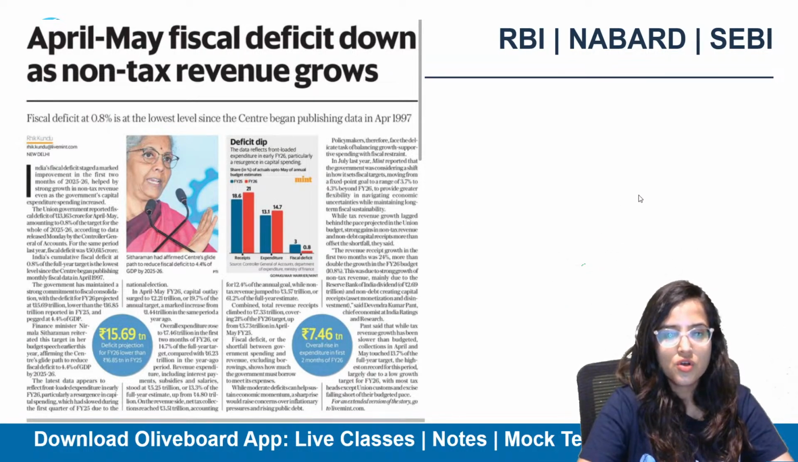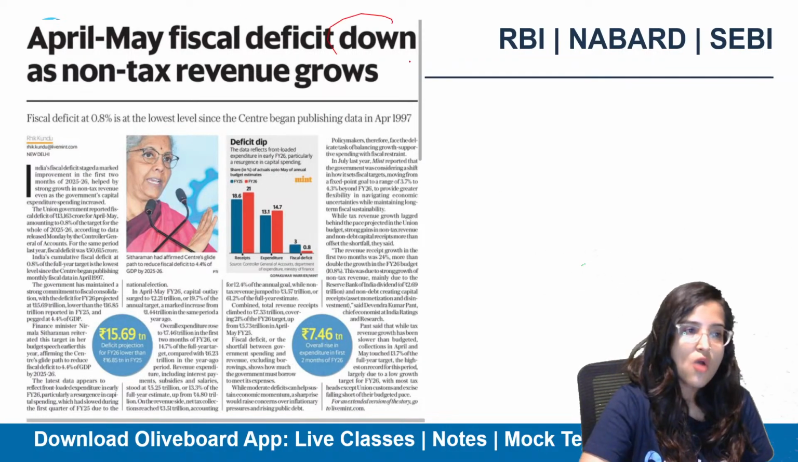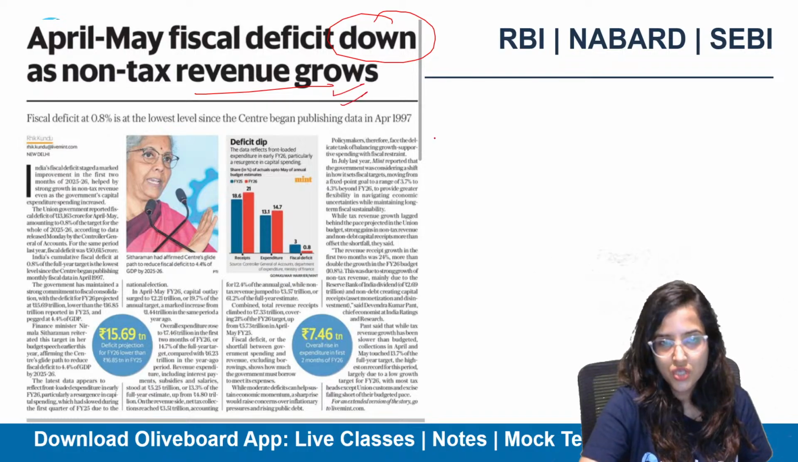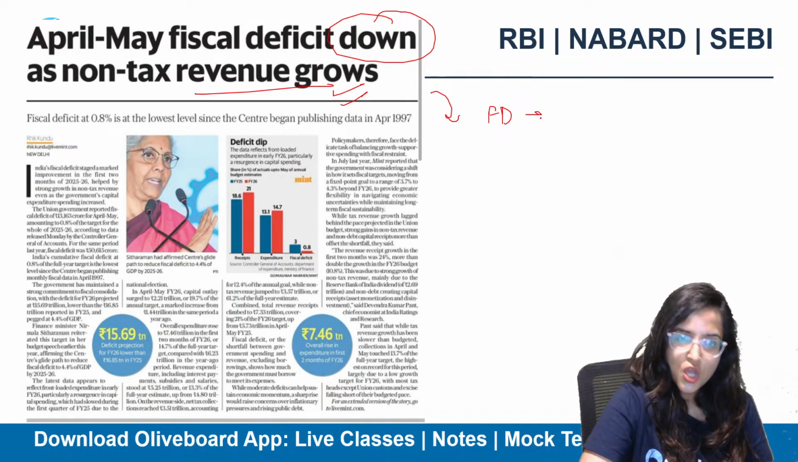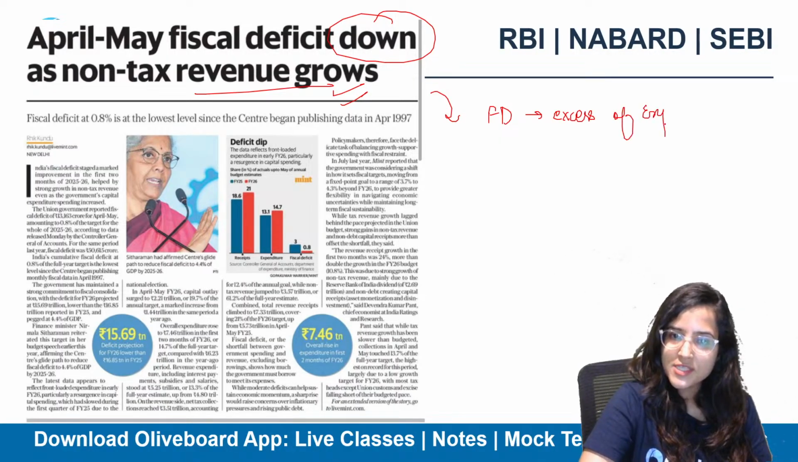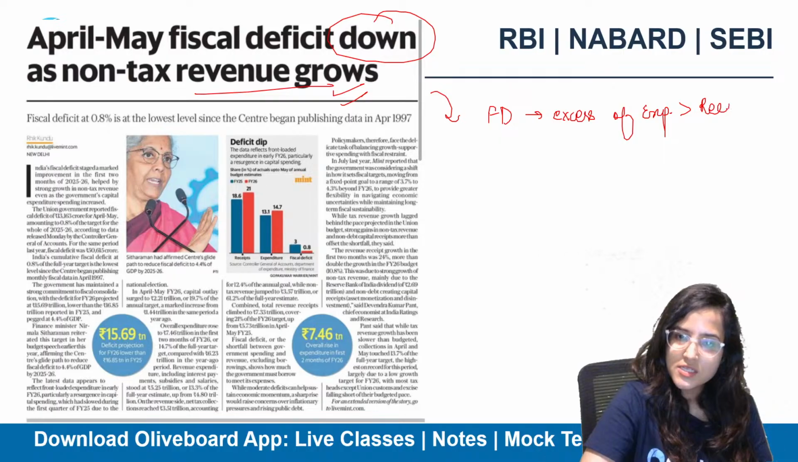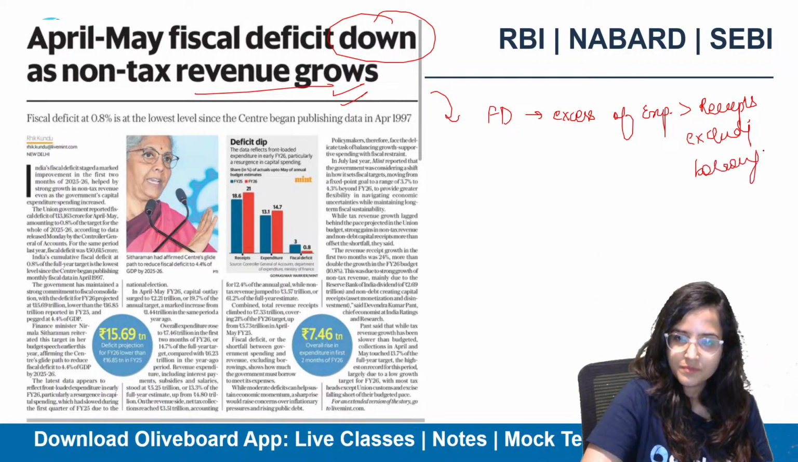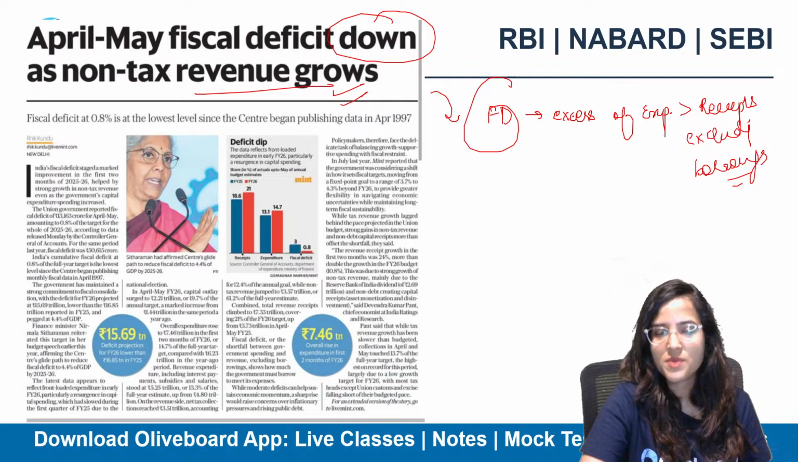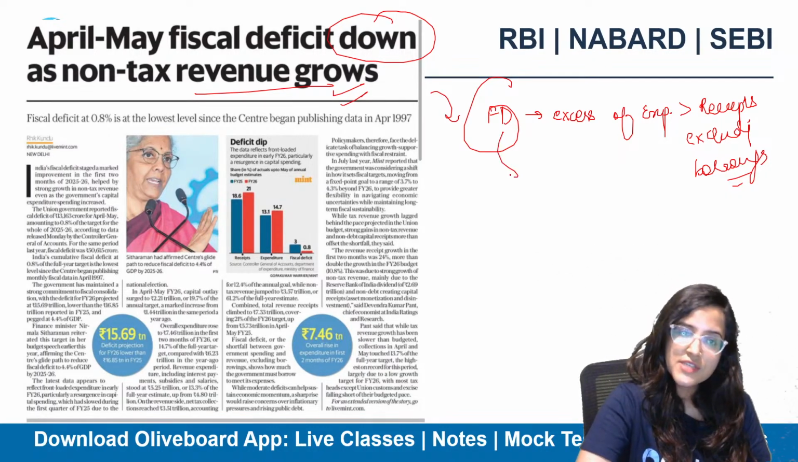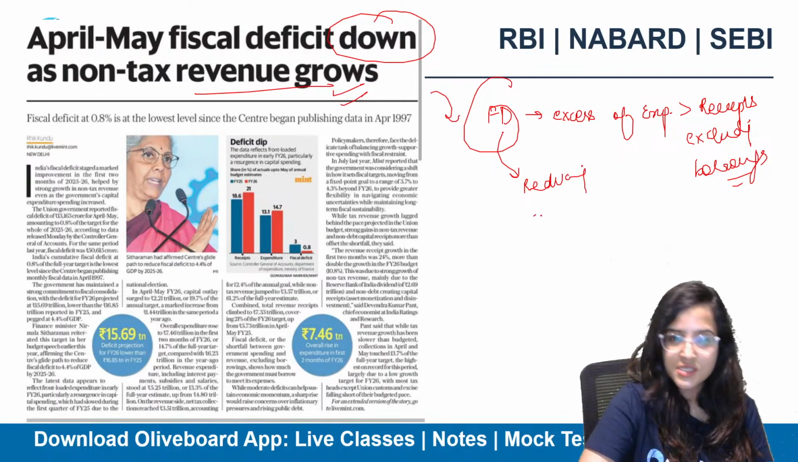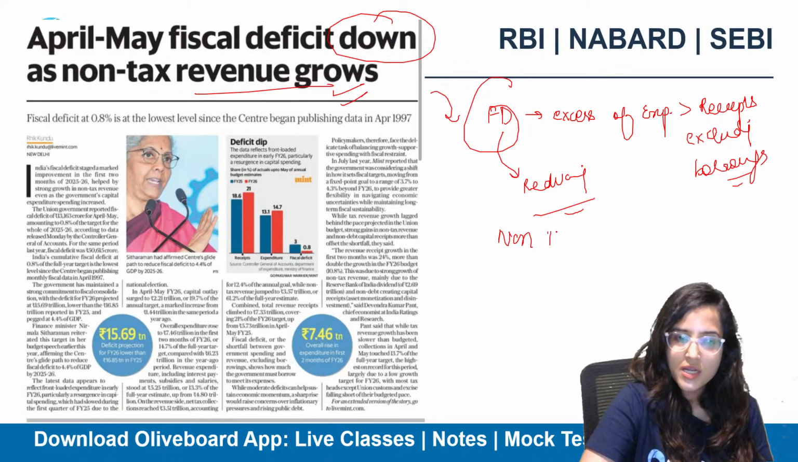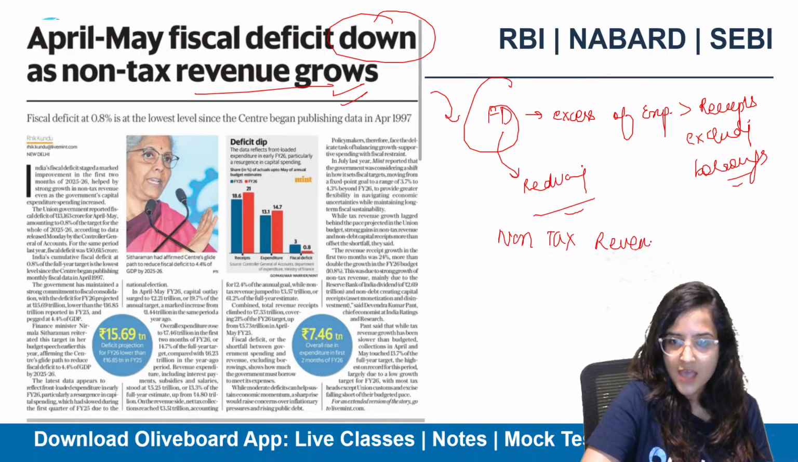Okay. So, next article we have April to May fiscal deficit down as non tax revenue grows. So, what we are seeing is that fiscal deficit is the excess of expenditure over the receipts excluding borrowings, right? That is fiscal deficit, excess of expenditure over receipts in short. Now, this fiscal deficit is reducing, and what is the reason that they are giving here? That non tax revenue has been growing.